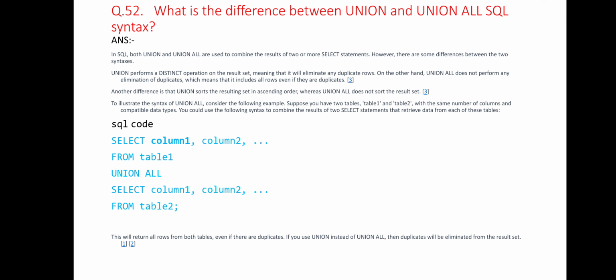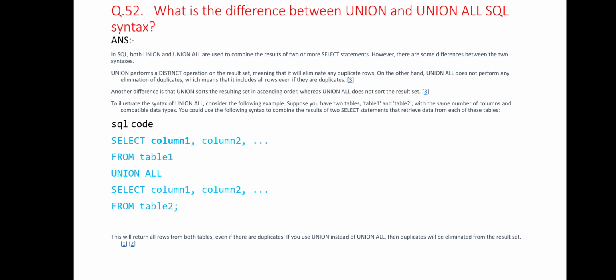Question number 52. What is the difference between union and union all SQL syntax? In SQL, both union and union all are used to combine the results of two or more select statements. However, there are some differences between the syntaxes. Union performs a distinct operation on the result set, meaning that it will eliminate any duplicate rows. On the other hand, union all does not perform any elimination of duplicates, which means that it includes all rows even if they are duplicates.